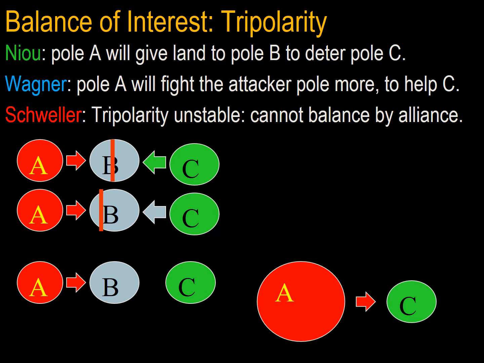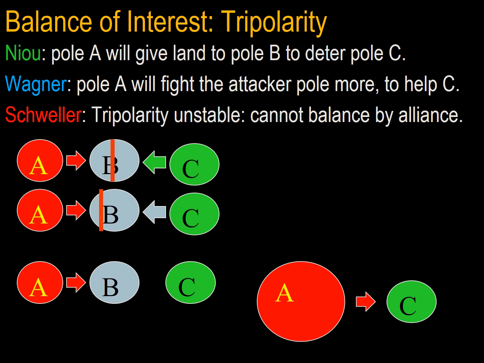Schweller argues that tripolarity is most unstable because it cannot be balanced by an alliance formation. If two of the three poles are revisionist, the two revisionist poles will attack the status quo state. But this will restore the system to an aggressive rivalry within a stable bipolarity. So, the two states A and B will carve up state C.